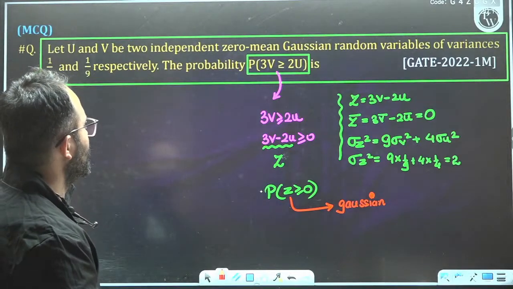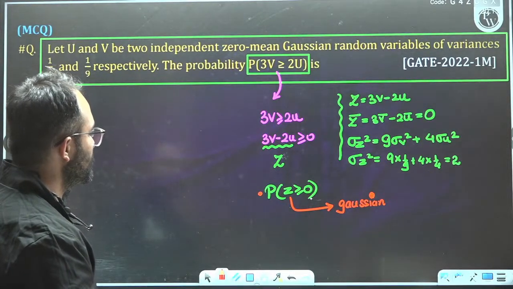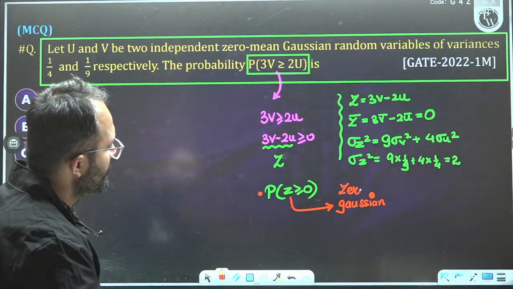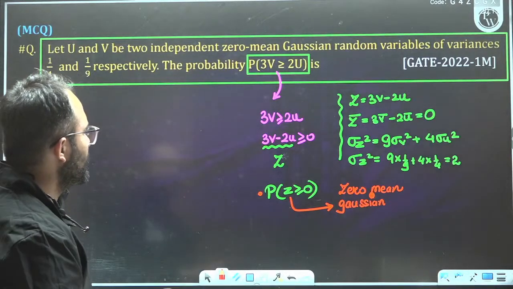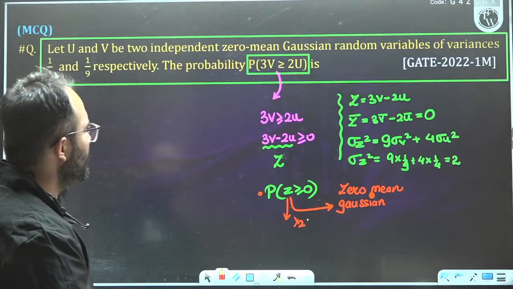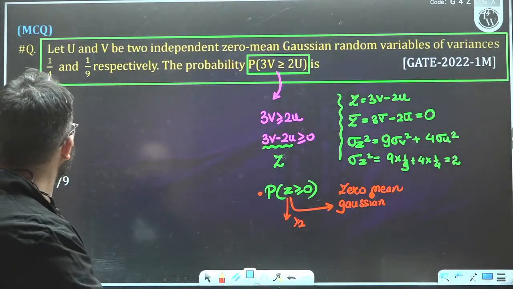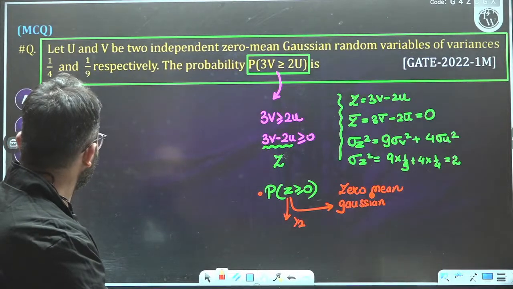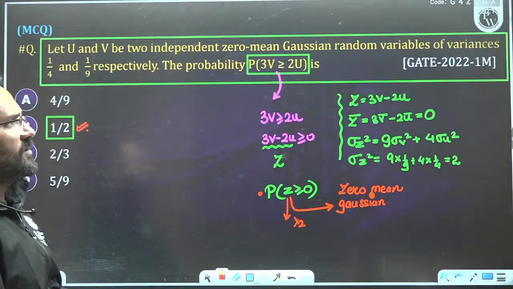Okay, so probability of Z greater than or equal to 0. Now since it is a zero mean Gaussian, the probability that Z is greater than 0 is 1 by 2. C is the correct answer. Okay, I hope all of you are able to do it.